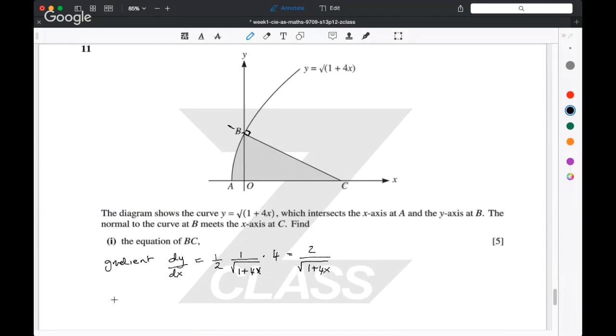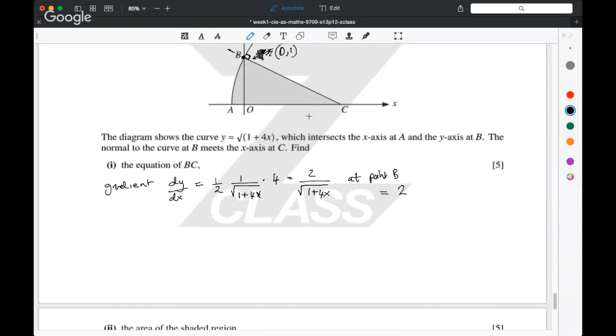And we know that at that point, it's the y-intercept, right? Well, what's the y-intercept of this curve? That's just going to be equal to 1 plus 0, 1. So at the point B, this is equal to 2 over the square root of 1 plus 0, which is equal to 2. So actually I should write this as just the coordinates 0, comma 1. So the gradient is equal to 2 at that point.